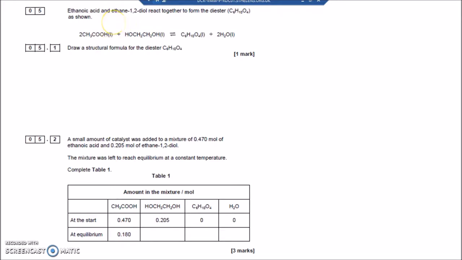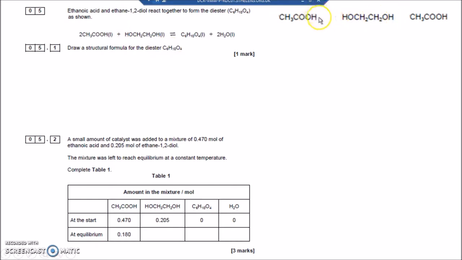Question 5. Ethanoic acid and ethane 1,2-diol react together to make a diester. That's a molecule with two ester links, two COO links in there. And an ester link forms when you have a carboxylic acid reacting with an OH group. So let's have a look what we've got. We've got two lots of COOH. We've got two ethanoic acid molecules, and I've drawn one and I've drawn another at this end. You'll see why in a minute. And I've got ethane 1,2-diol. It's got an OH at either end, one on carbon number 1 and one on carbon number 2.